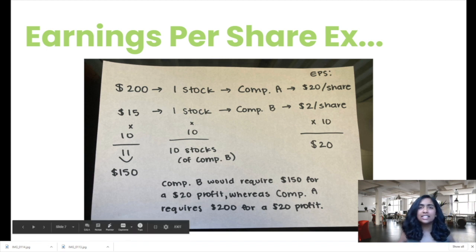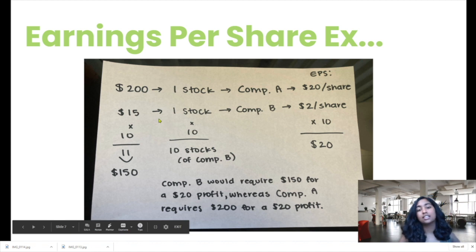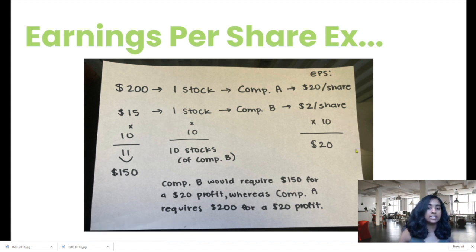In this instance, neither the price of the stock nor the earnings per share value is the same for both companies, but a way you could evaluate and compare these two stocks together is by converting the earnings to share price of Company B so that it's similar to Company A. You would do this by multiplying both the stock price, the amount of stocks you have, and the earnings per share price by 10 in this particular example.